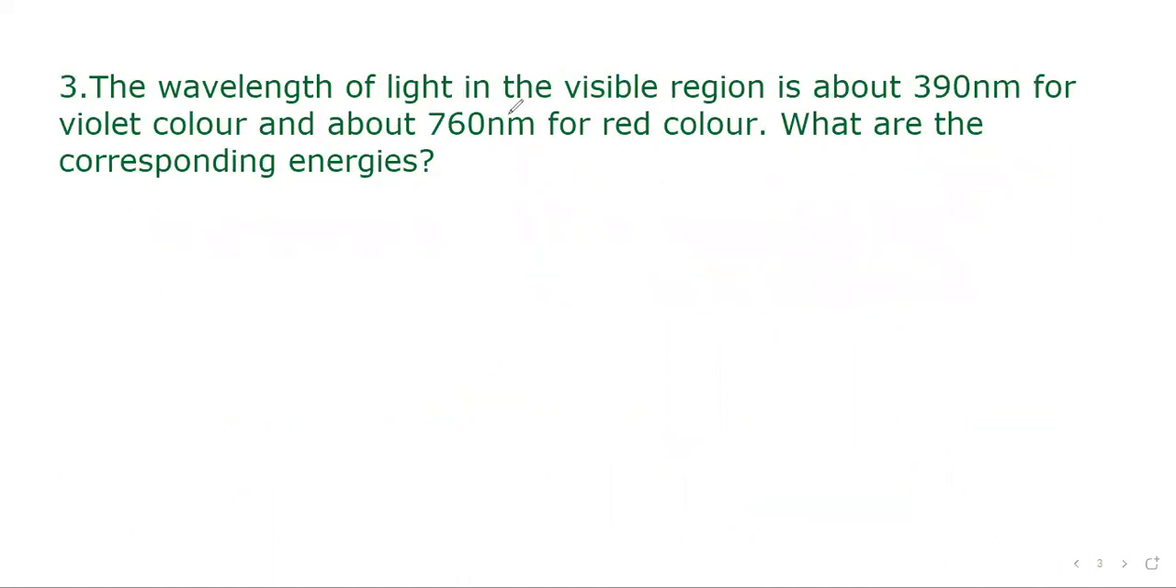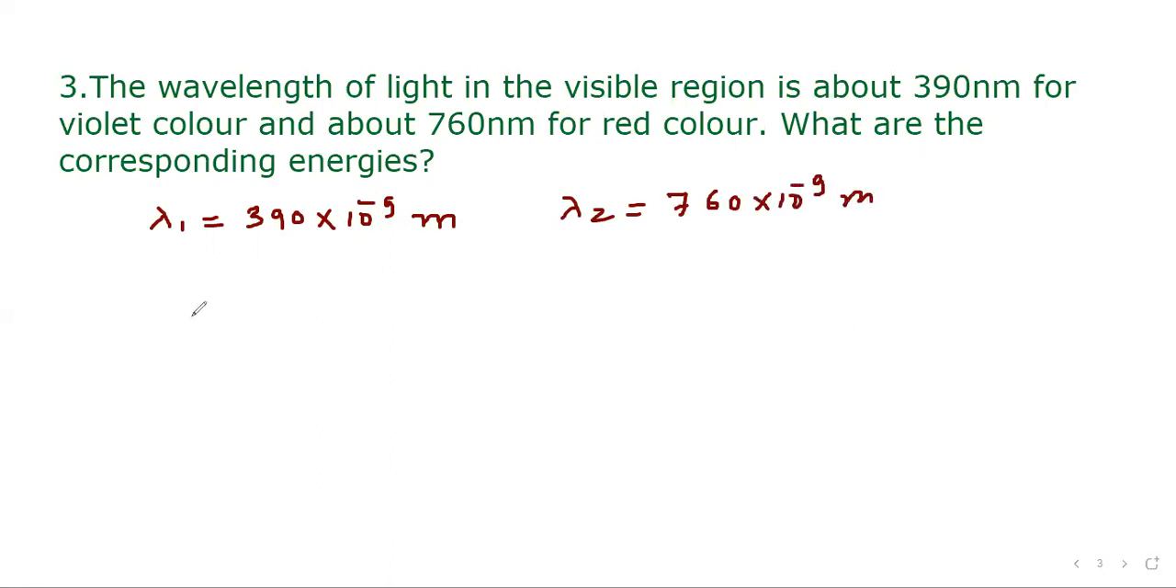The wavelength of light in the visible region is about 390 nanometer. So here lambda 1 is 390 × 10^-9 meter, and lambda 2 is given as 760 × 10^-9 meter. Now we have to find out energy E equal to hc upon lambda. So E1 will be hc upon lambda 1.